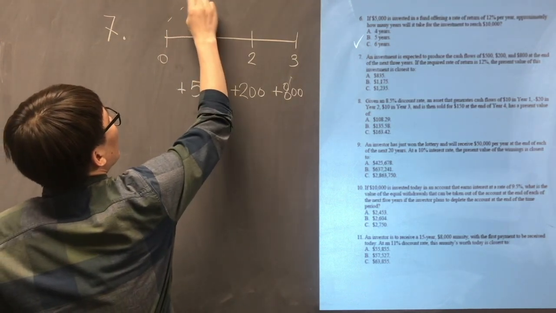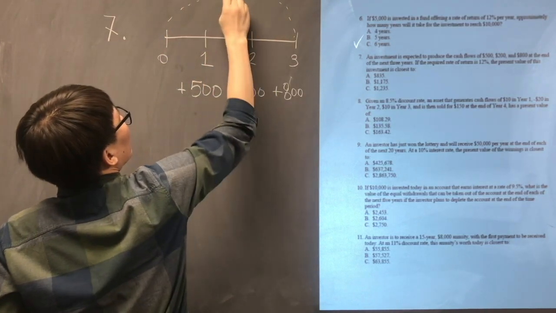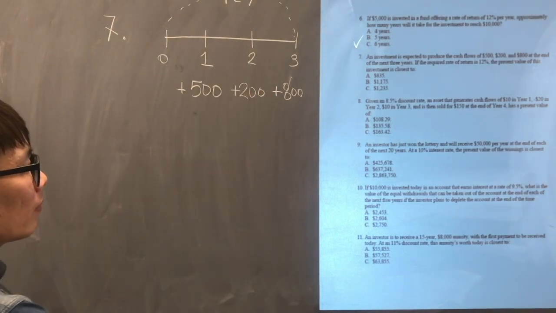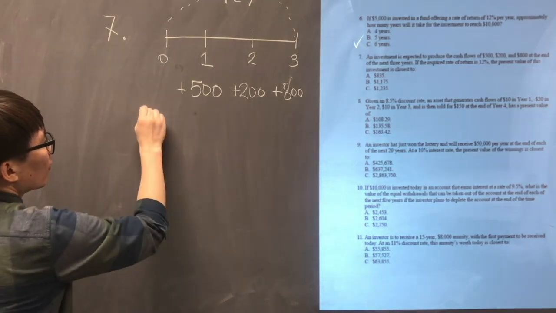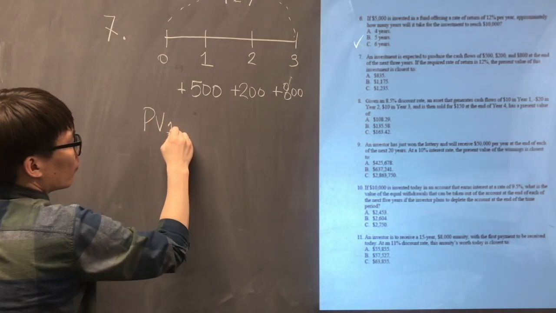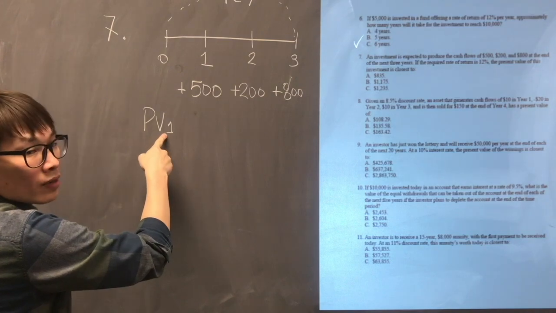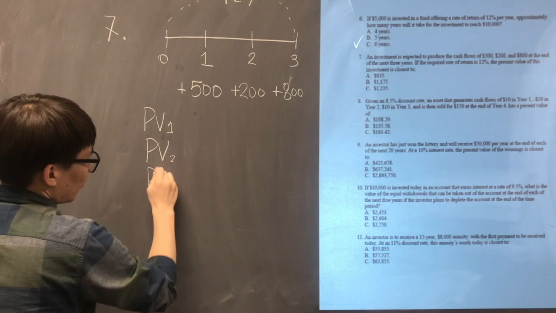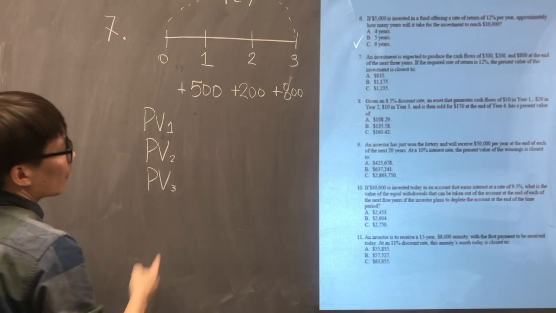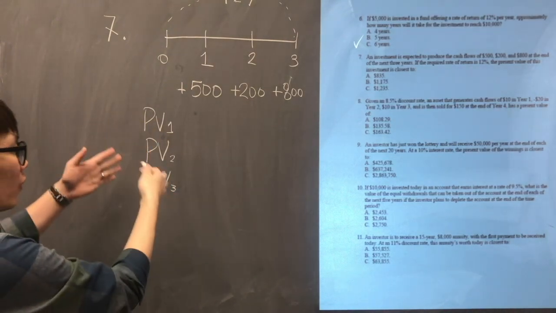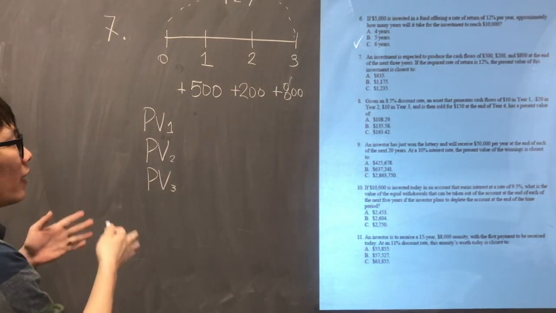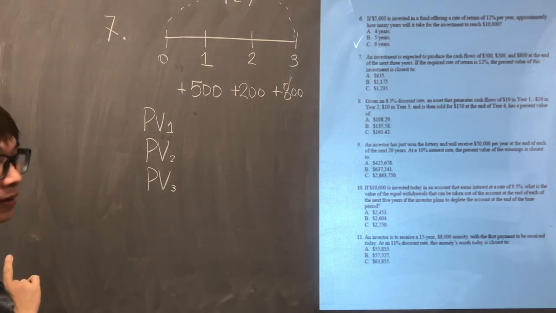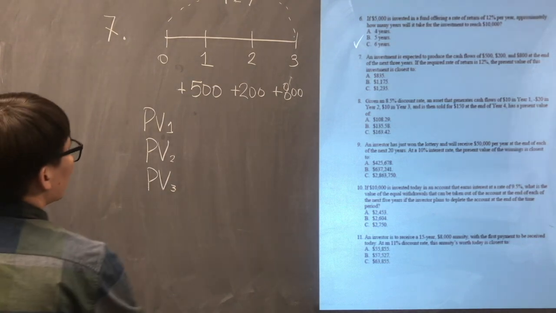The required rate of return or interest rate is 12%. What is the present value of this investment? So you need to figure out the present value of end of year 1, the present value of end of year 2, the present value of end of year 3, and the sum of these 3 present values gives you the total present value of this investment. Sounds good? So how to do that?